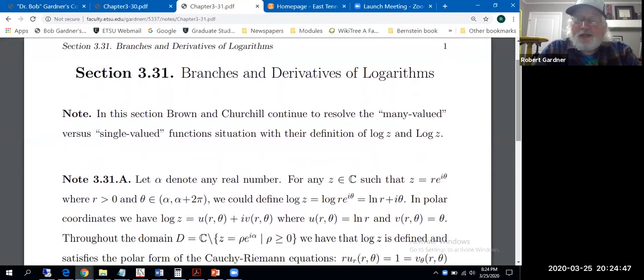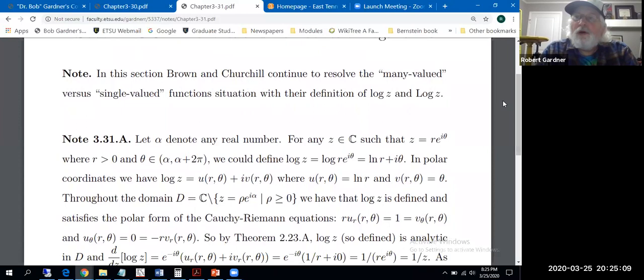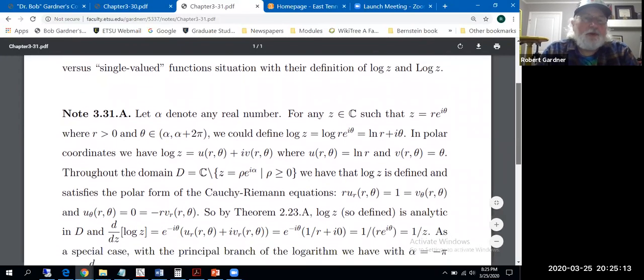Okay, I'm going to try to make some resolution out of this many-valued versus single-valued deal with multiple valued lowercase l log z versus the single valued capital L log z function. This one's really a function. Lowercase l is a set valued function, or it's got some problems. And this section resolves that to some degree.